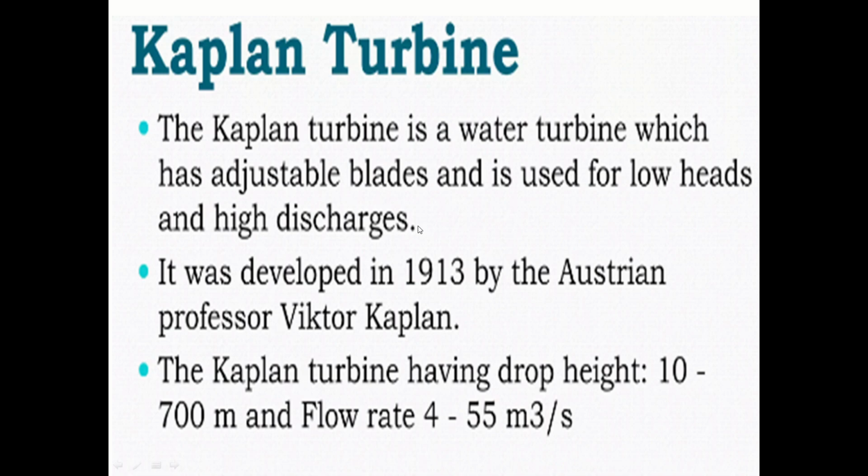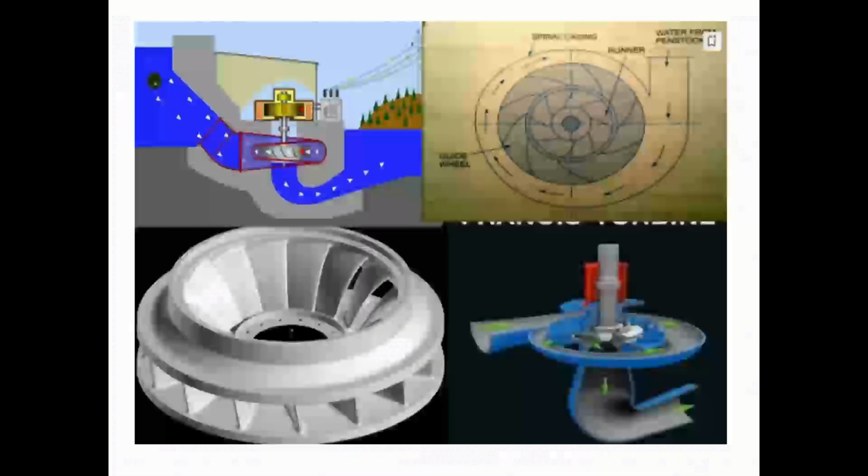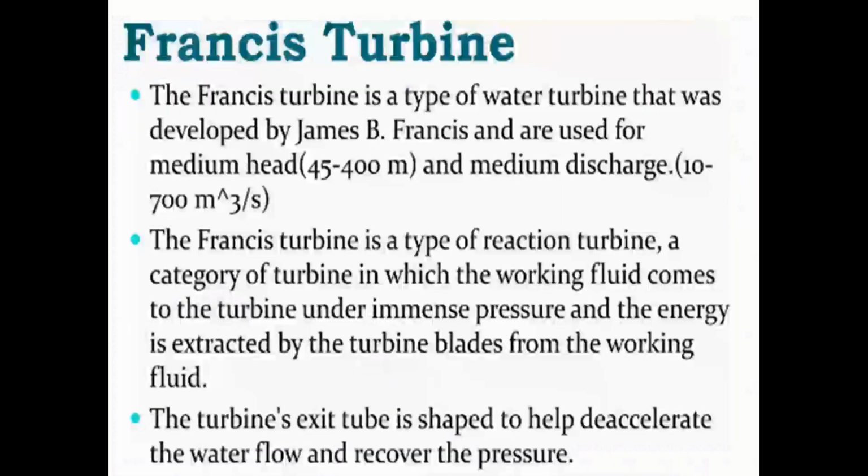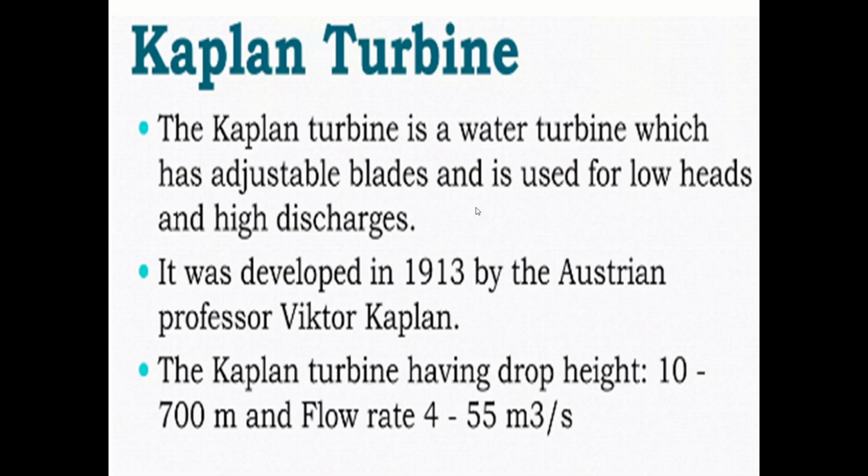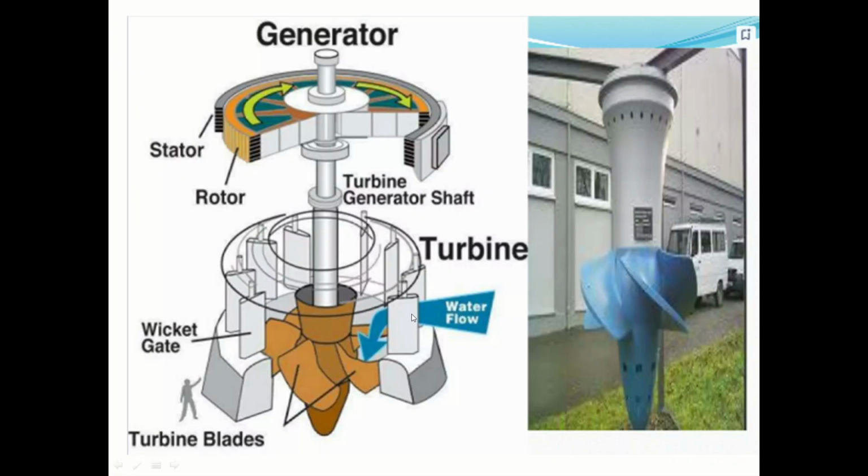All of you should carefully listen and note down. Pelton wheel is suitable for high head and low discharges. Francis turbine is suitable for medium head and medium discharge. And Kaplan turbine is suitable for low head and high discharges. It was developed in 1913 by the Australian professor called Kaplan. This is what a Kaplan turbine is.